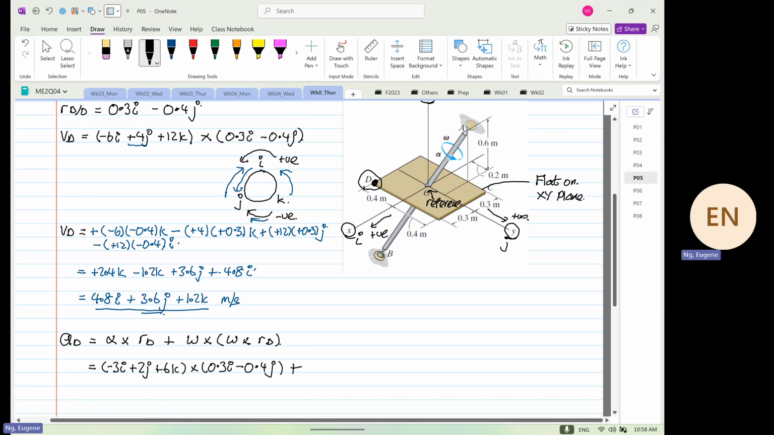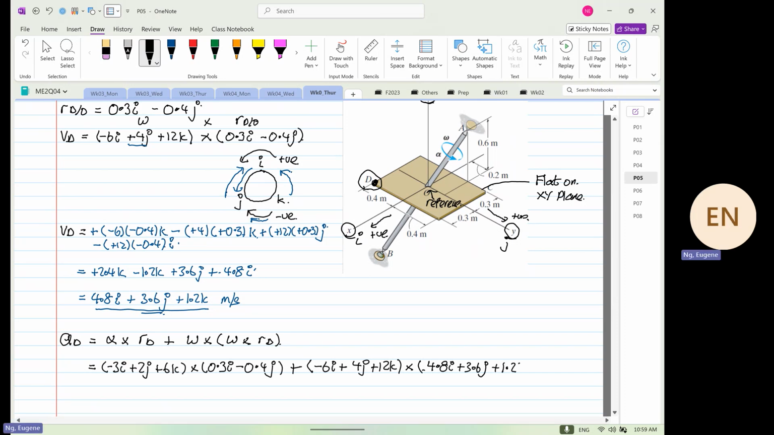Omega is equal to minus 6i plus 4j plus 12k, and then cross. Now, omega cross R you have already. This stage over here is your omega cross RD, or RD from point O. So from here, we know that this is equal to 4.8i plus 3.6j plus 1.2k.